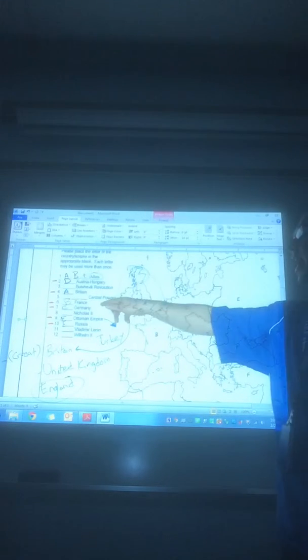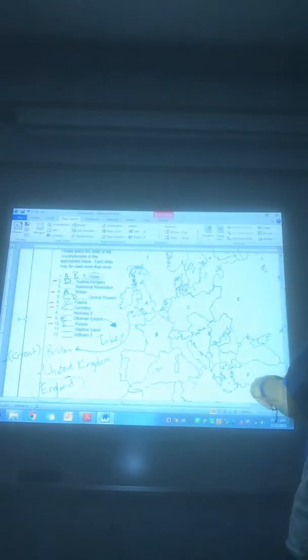Let's skip down to number 5 and talk about the Central Powers. Now, obviously, it's the other ones, right? So we have Germany, Austria-Hungary, and the Ottoman Empire. Now, here's an easy way to remember the Central Powers. The reason they're called the Central Powers is it goes right down the center.